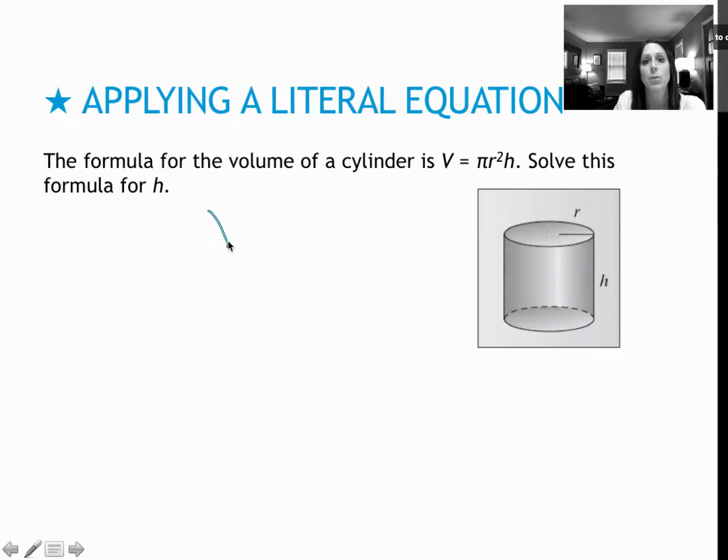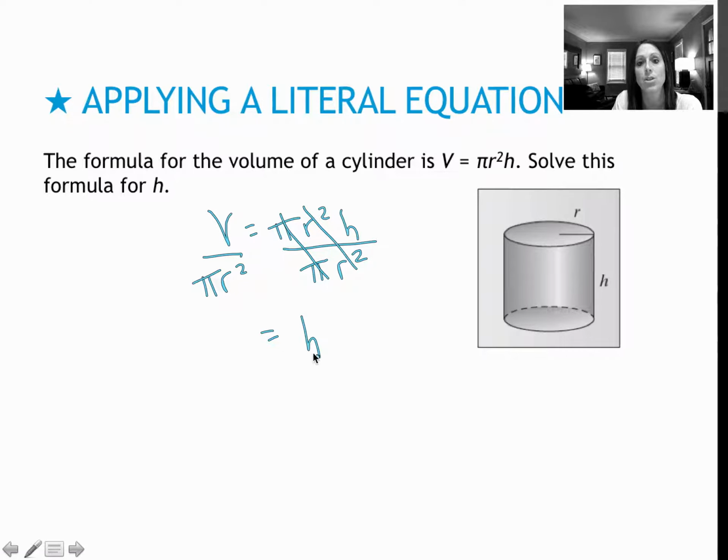On this one, they give me the formula V equals pi r squared times height. That is the formula for the volume of a cylinder. We're going to solve for h. I'm trying to get h by itself, which means I have to get rid of both pi and r squared on each side, pi r squared. So on this side, pi cancels, r squared cancels, that leaves me with h. On this side, I have V over pi r squared, which is my answer. If you want to write it where the h comes first, even better, h equals V divided by pi r squared.